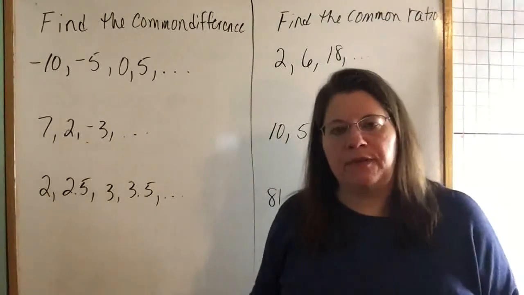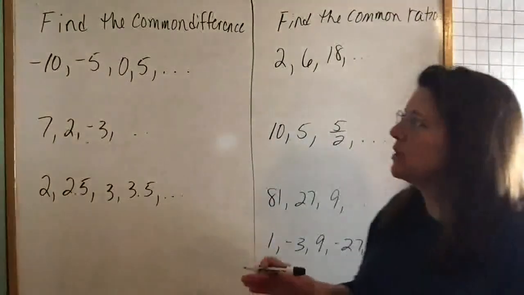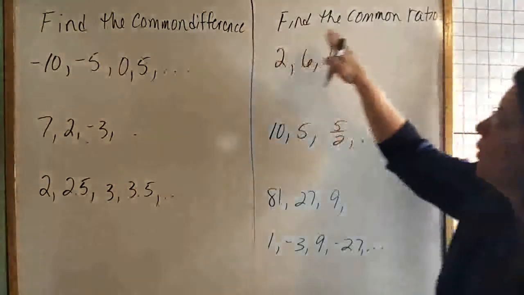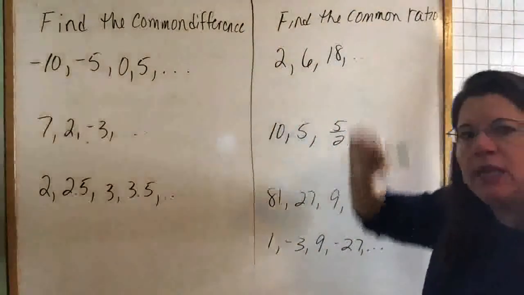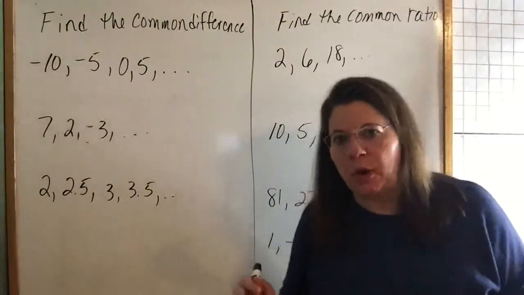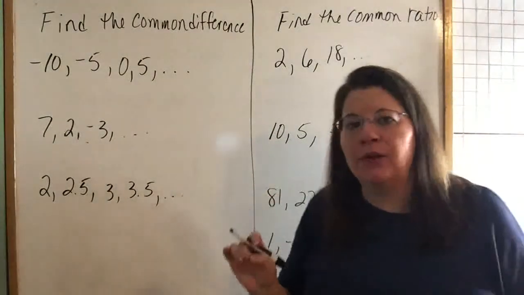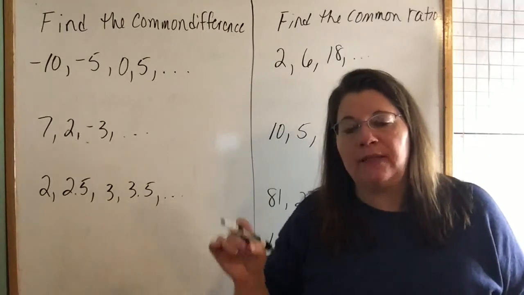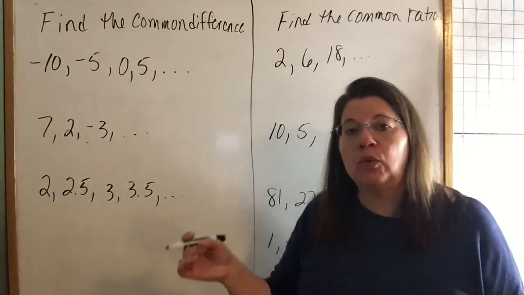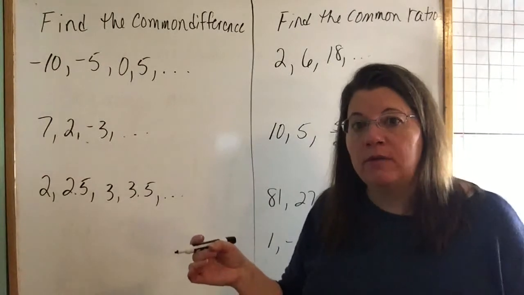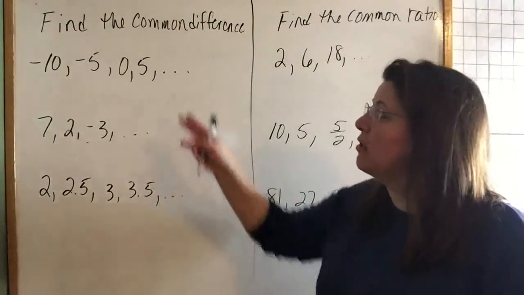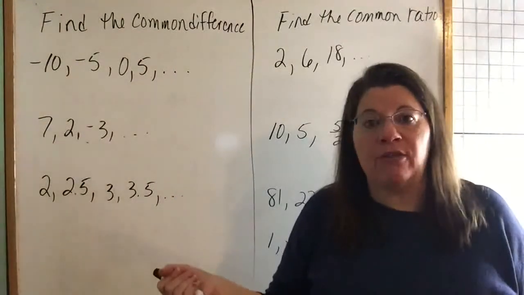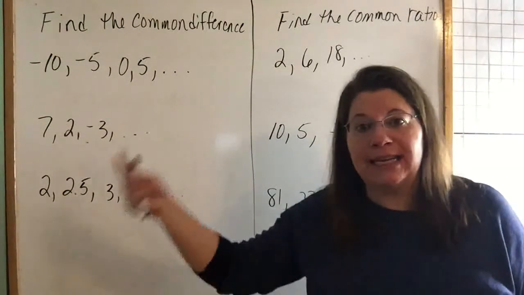Here are some examples of the type of problems you're going to have to do in this section. The directions are going to say either find the common difference or find the common ratio. And you need to understand what a common difference and a common ratio are. If we have an arithmetic sequence, the number that you are adding to the term to get the next term is your common difference. So the common difference is the number added. So if it tells you to find the common difference, automatically you know it's going to be arithmetic, and you know you're going to add to get to the next term.